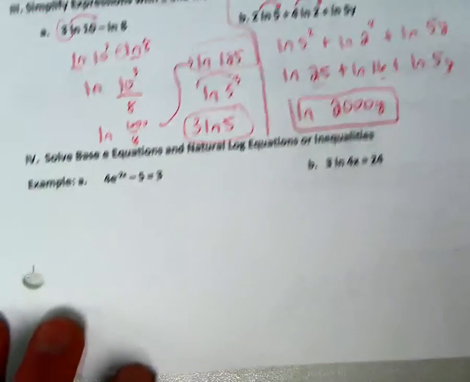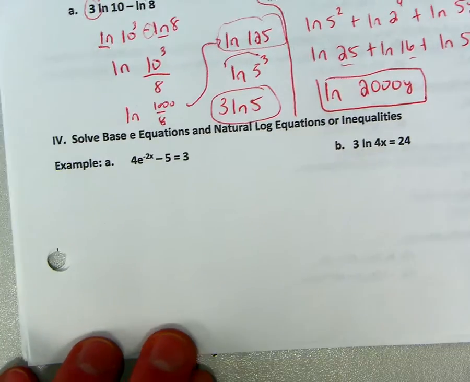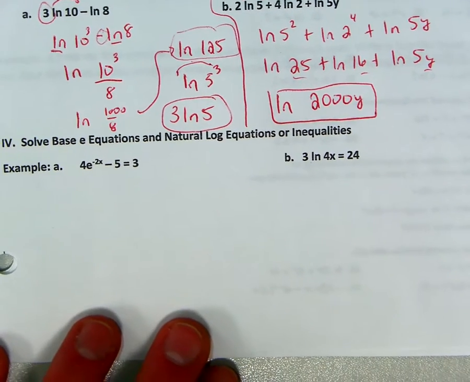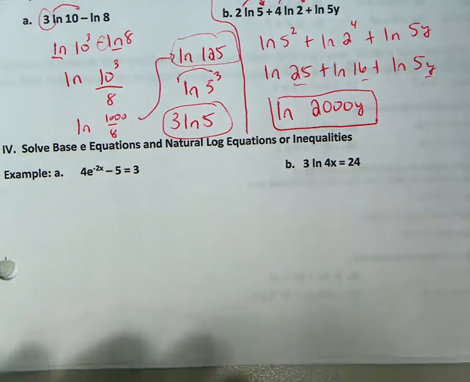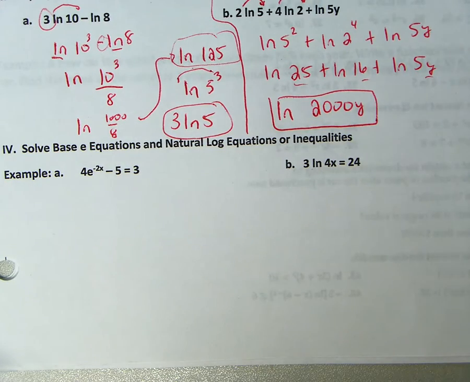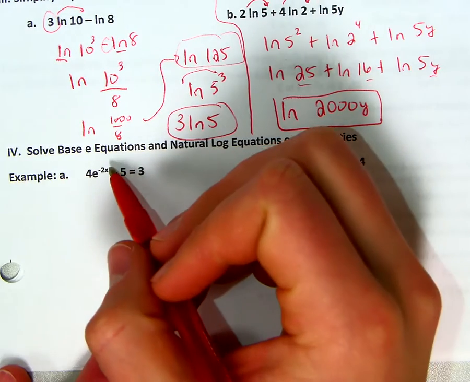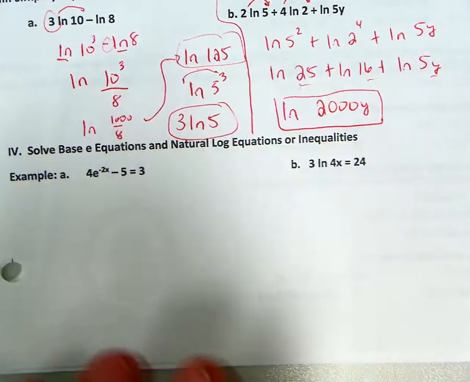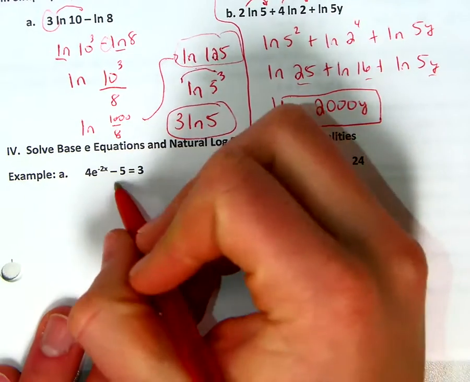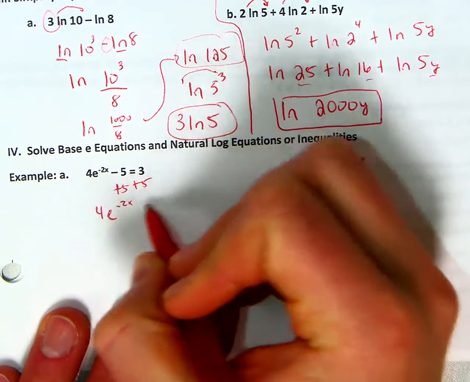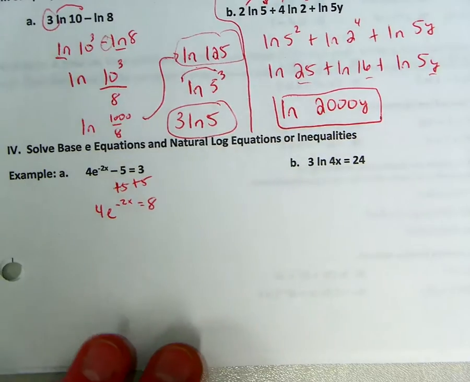More importantly, the most important parts of this section are being able to solve in base e, using either equal sign or inequalities, they're the same things, we don't have to worry too much about it. But our first step is I want to get the e by itself. That's my first step. I want to do all my stuff there. So I'm going to add 5 over. So I get 4 times e to the negative 2x equals 8.